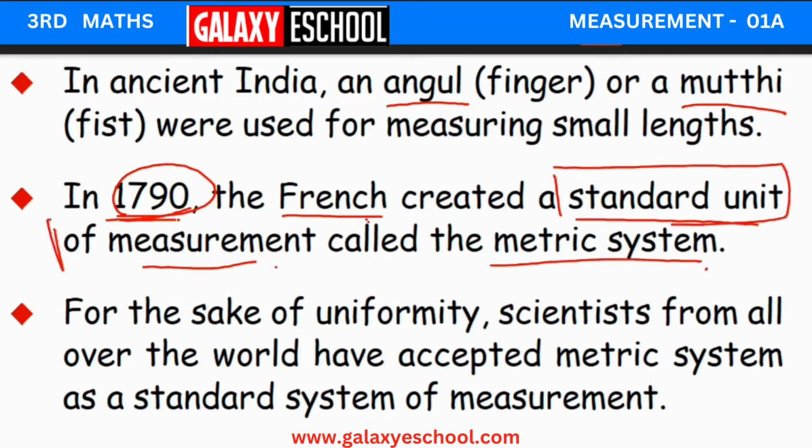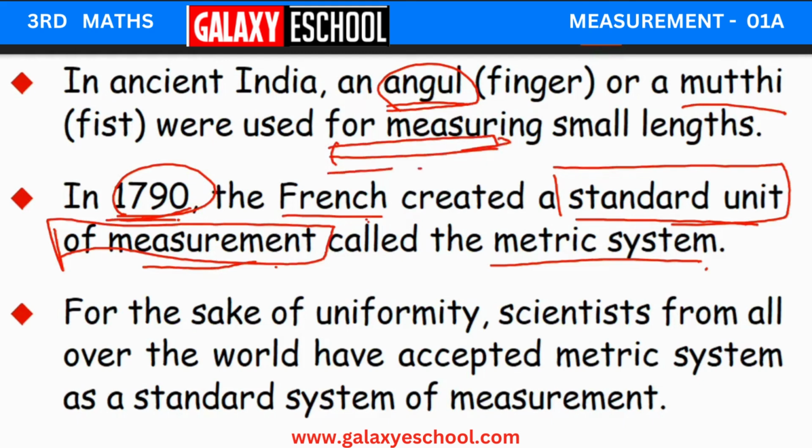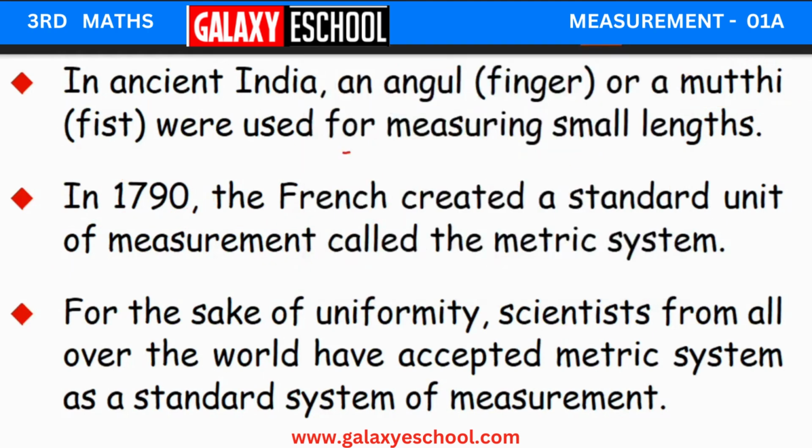Standard unit of measurement, that means it will be the same. See, for example, if we take angle, now my finger might be bigger than your finger. Suppose I have measured the length of the pencil as 2 angle. For you it might be 3. Yes, children, because your finger is small, you might need more numbers to measure the pencil. In the same way, muthi also. If my fist is bigger, I can say that it is only 2 muthi. But if your fist is small, then you might need 3 or 4 fists to measure the length.